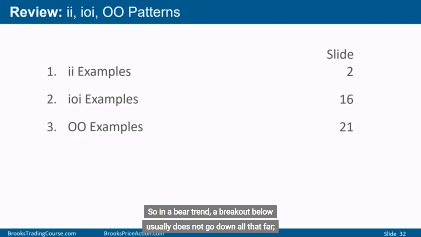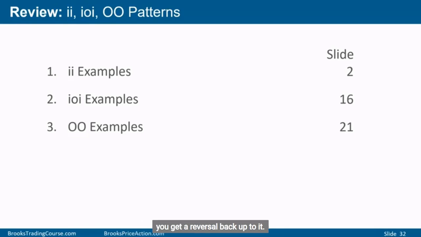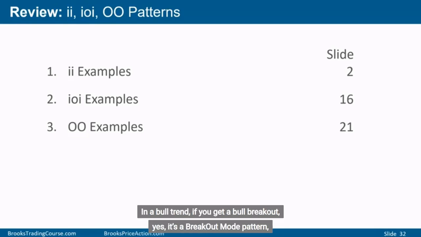So in a bear trend, a breakout below usually does not go down all that far. You get a reversal back up to it. In a bull trend, if you get a bull breakout, yes, it's a breakout mode pattern, it's a bull flag, but usually the breakout's not going to get all that far.